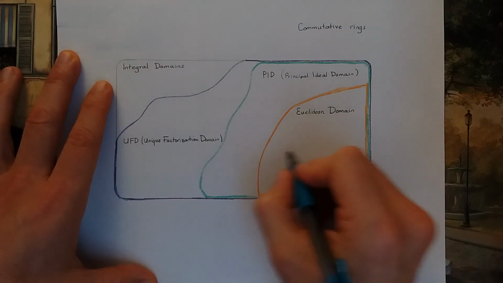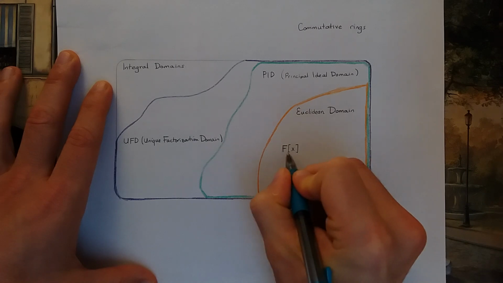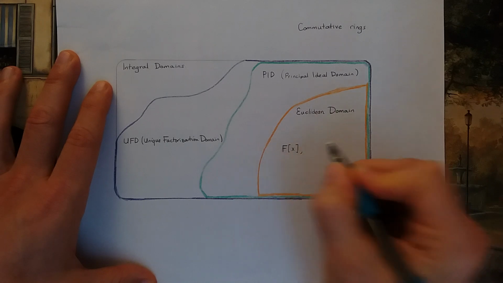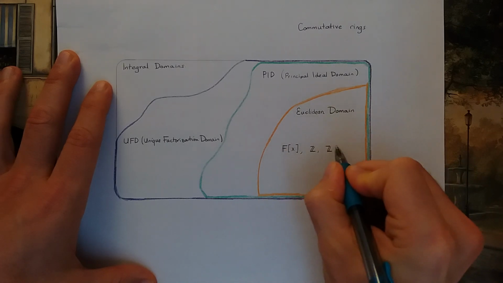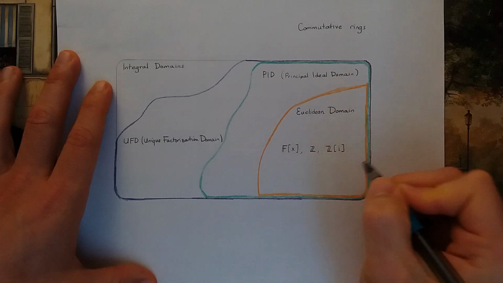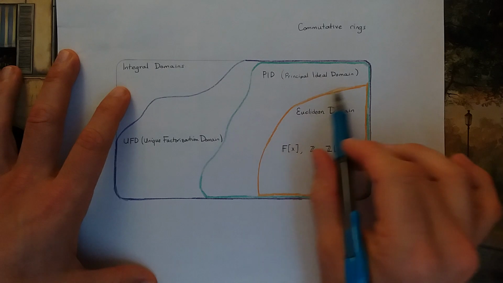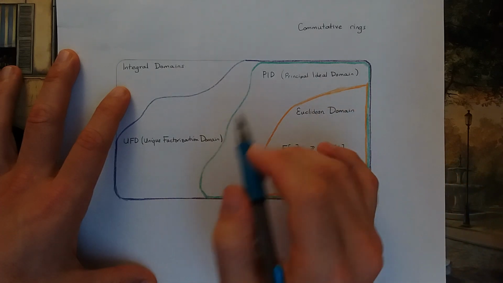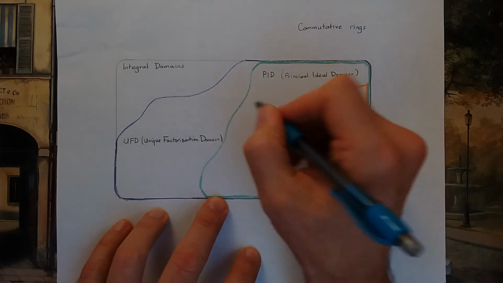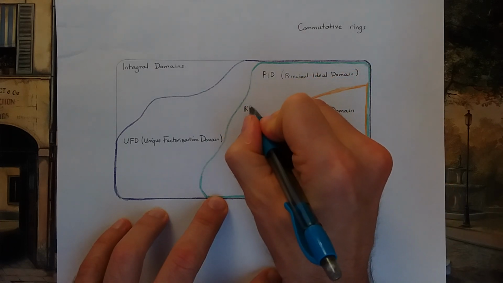So a Euclidean domain, as we've just seen, includes polynomials with coefficients in some field, integers, and even the Gaussian integers. These are all Euclidean domains. A PID that's not a Euclidean domain, that could be the reals.